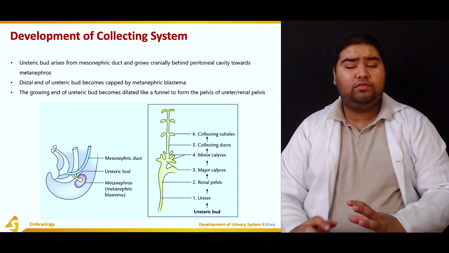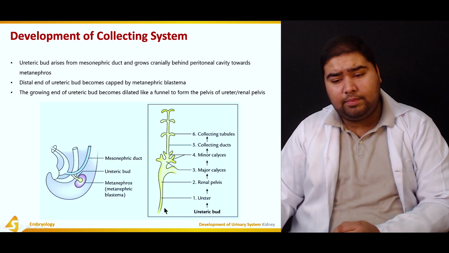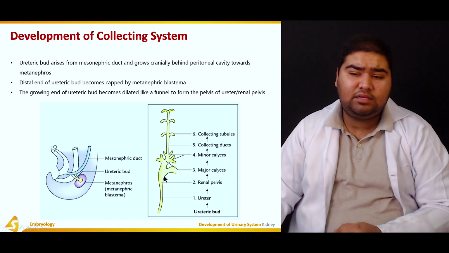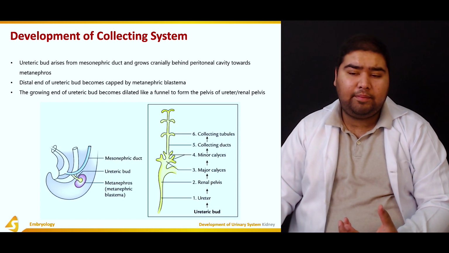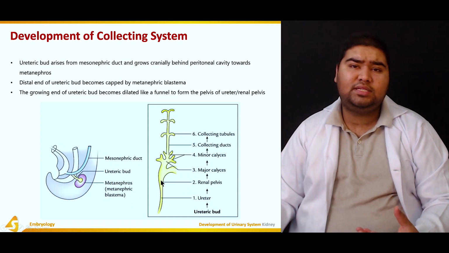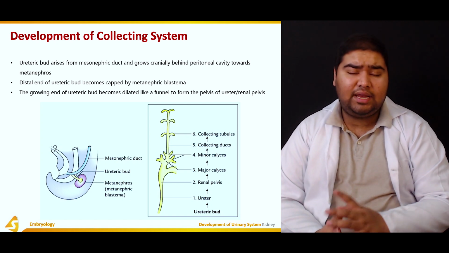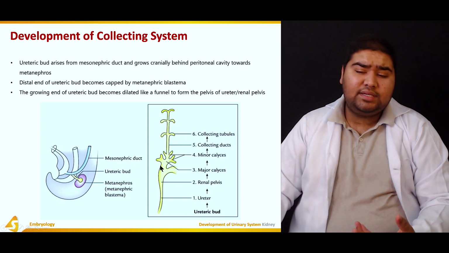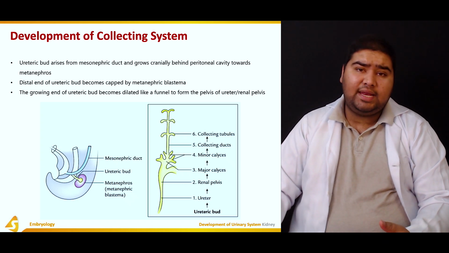Now the growing head of the ureteric bud becomes dilated. So this was the ureteric bud, this is the growing end. Now it becomes dilated to form a funnel shaped part. This funnel shaped part is known as the renal pelvis or the ureteric pelvis. The ureteric bud undergoes 11 further subdivisions to form the major calyces. The major calyces are the first divisions of the renal pelvis.